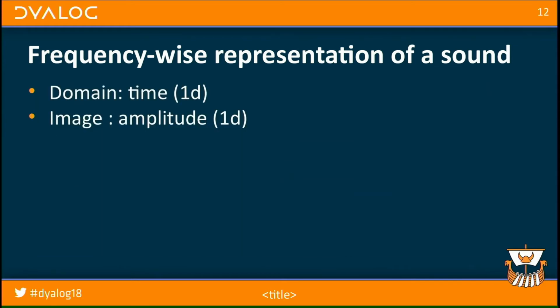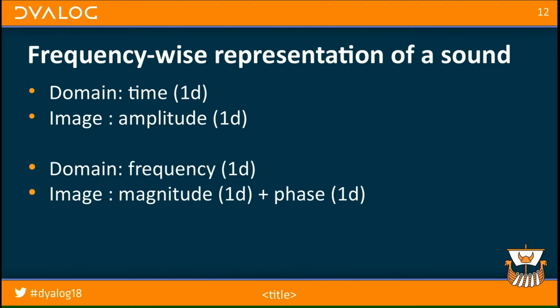So to start with, we looked at a sound as something that has one degree of freedom domain and one degree of freedom image. But as we introduced the concept of frequency, we got this. So we have a 1D domain, which is frequency, and we have a 2D image.